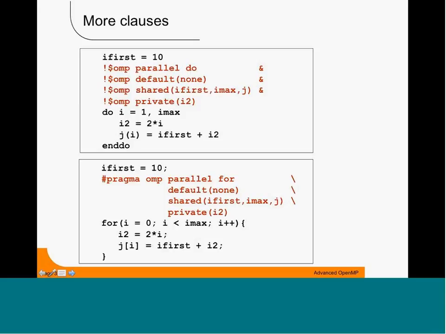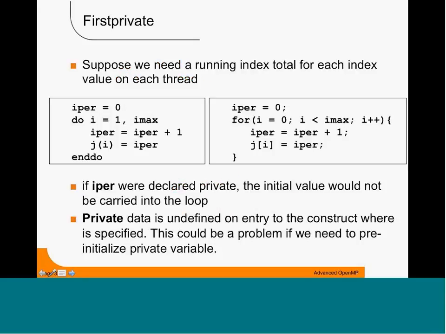Like default is none, and you can have shared and private in the code. So now let's talk about firstprivate. Why do we need to use firstprivate?